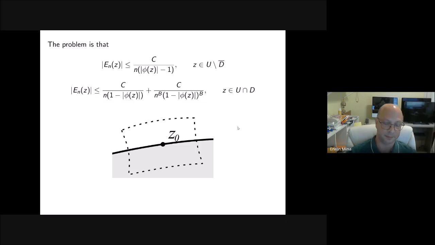Okay, but essentially what you need is to find a way to glue the two asymptotic formulas. So you know that E n goes to 0 here. You also know that it goes to 0 here. Unfortunately, the estimates degenerate as you approach the boundary, but still you want to show that E n should go to 0 all over that neighborhood, and that's part of the proof as well.